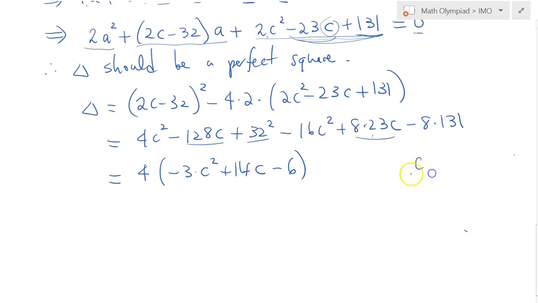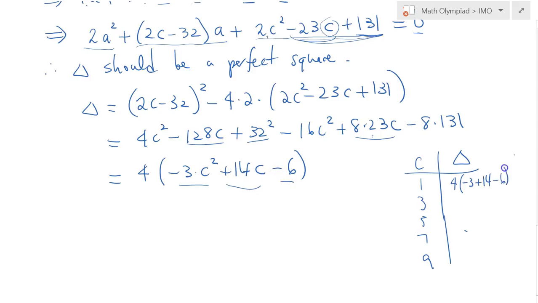Okay, so c is odd. Why does it help me? Well, it reduces my work a little bit. So c is 1, 3, 5, 7, or 9, and then I'm checking for my delta. Well, it turns out that all these expressions are negative, so let's check c equal to 1 first. When c is equal to 1, this one comes out as 4 times, so minus 3 plus 14 minus 6. Is this a perfect square? I have minus 9 plus 5 times, yeah, this one is 20. That's not a perfect square. Let's check the next case.